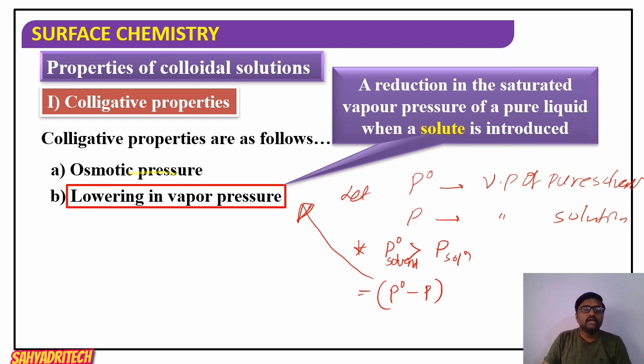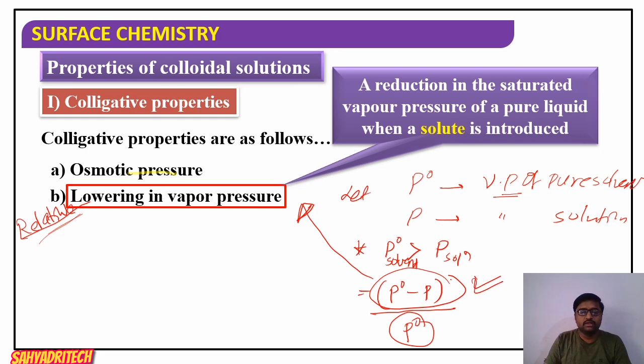Further, we consider relative lowering of vapor pressure. Relative lowering of vapor pressure is nothing but the ratio of lowering of vapor pressure to the vapor pressure of a pure solvent. P naught minus P is the lowering of vapor pressure, and P naught is the vapor pressure of a pure solvent. So this ratio is the relative lowering of vapor pressure. So I repeat, the ratio of lowering of vapor pressure to the vapor pressure of a pure solvent is called relative lowering of vapor pressure. This is also one of the colligative properties.